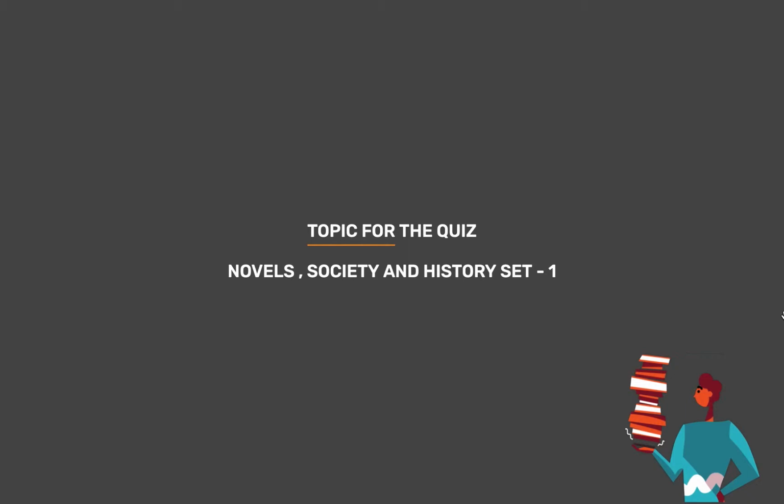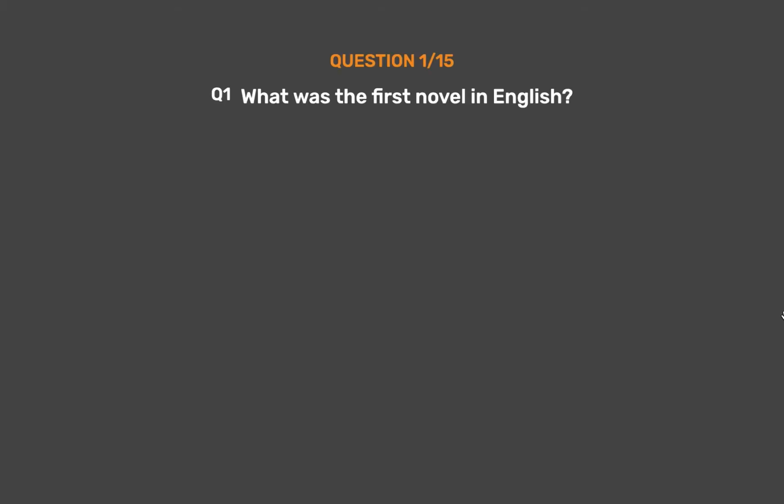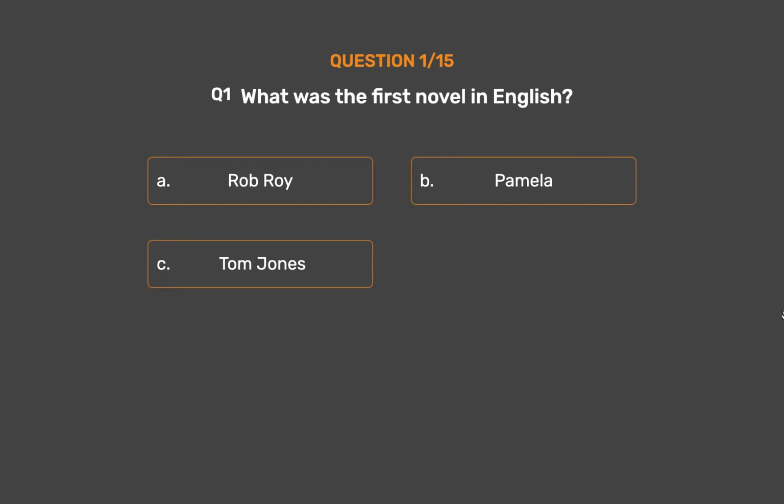Topic for today's quiz is Novels, Society and History Set 1. Question number 1. What was the first novel in English? Option A. Rob Roy. Option B. Pamela. Option C. Tom Jones. Option D. None of these.